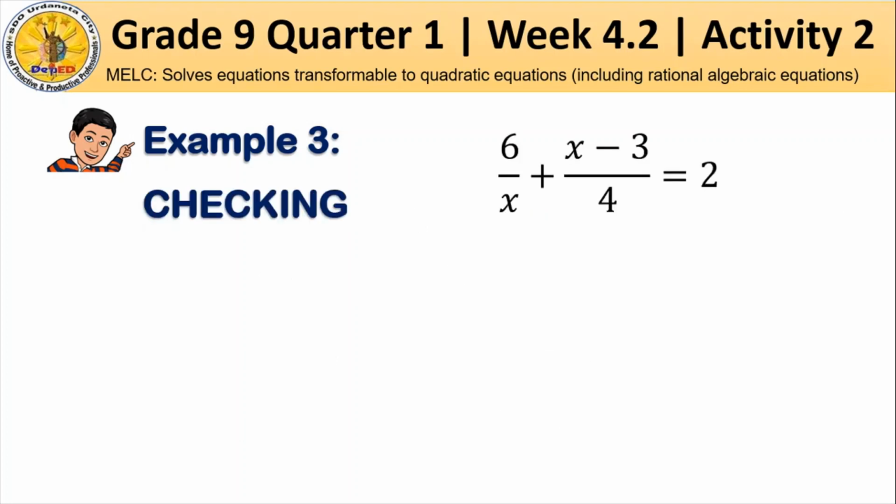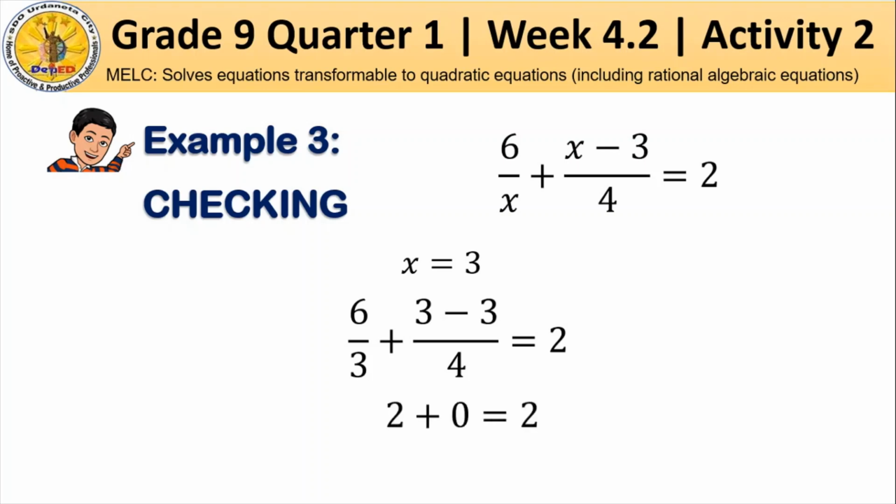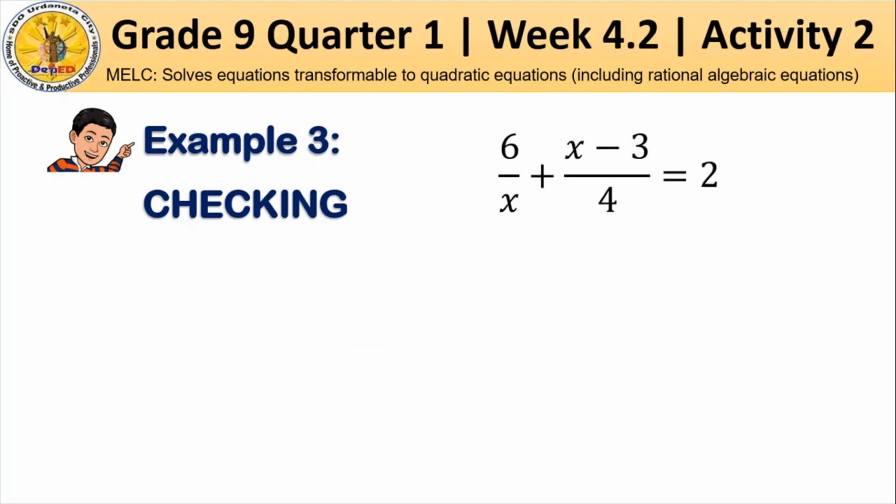By checking, we have the original equation 6 over x plus x minus 3 all over 4 is equal to 2. When x is equal to 3, we have 6 over 3 plus 3 minus 3 all over 4 is equal to 2. Simplifying, 6 over 3 is 2. 3 minus 3 is 0 divided by 4, we have 0. 2 plus 0, we have 2 that is equal to 2. Left side of the equation is now equal to the right side of the equation.